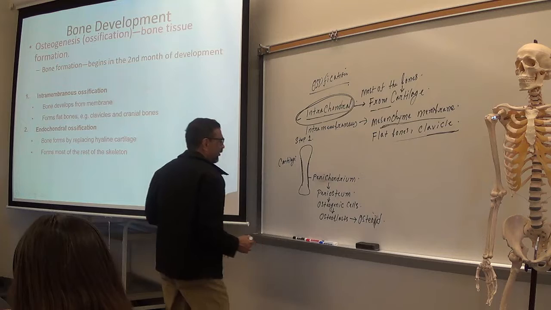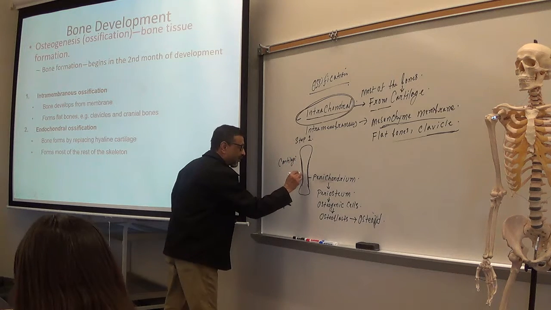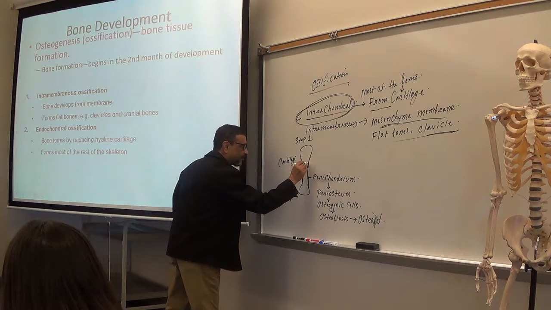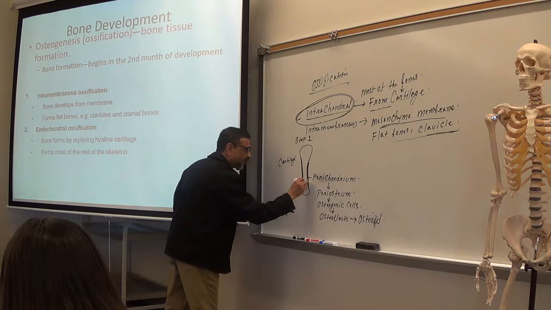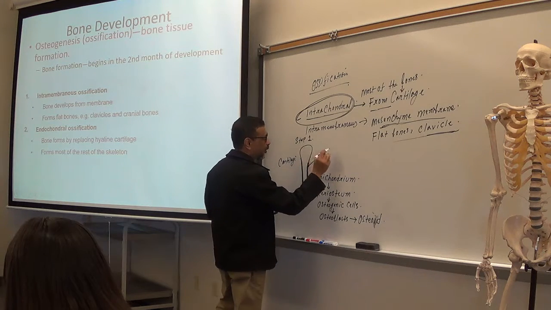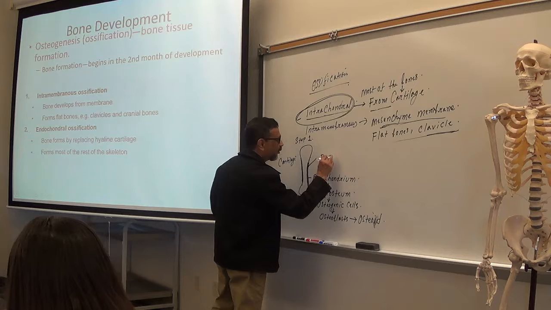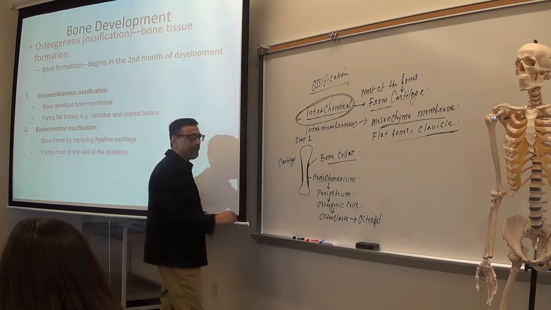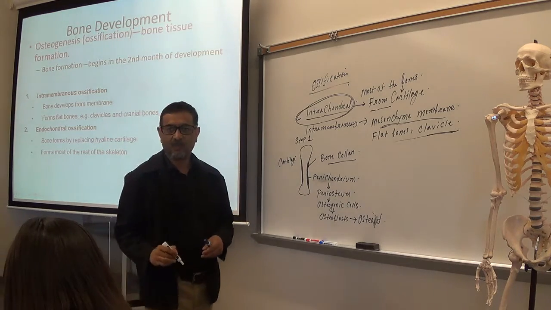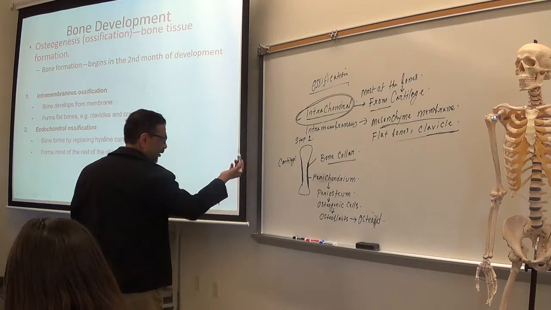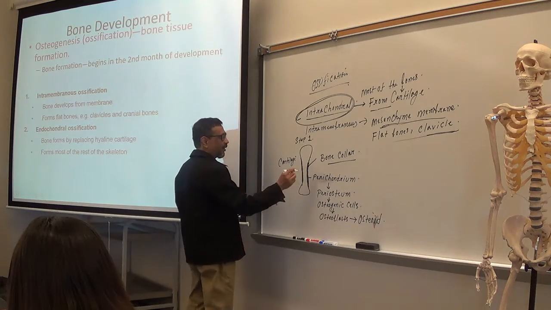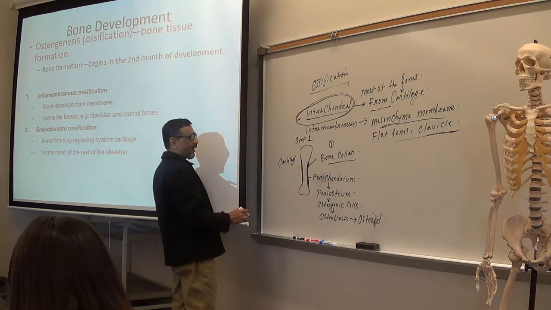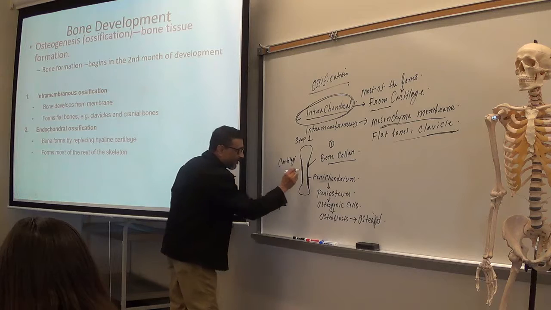Okay. So now you see here what happens. The osteoid or bone matrix is formed here. And this is called bone collar. So formation of bone collar, number one, around the cartilage. That is step one. Okay. Now, what happens next?